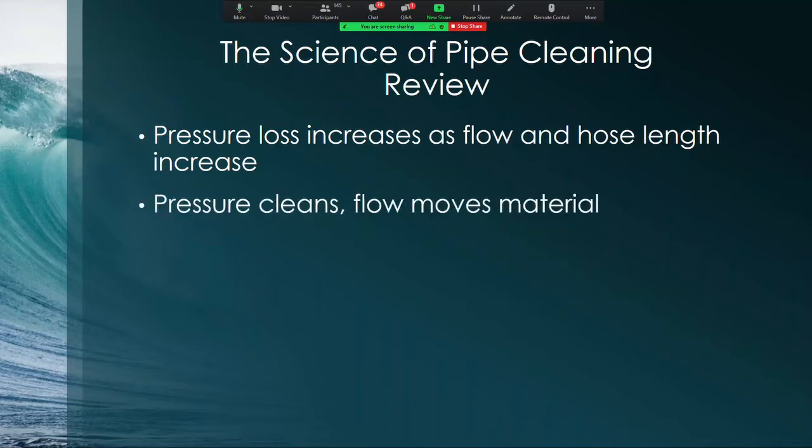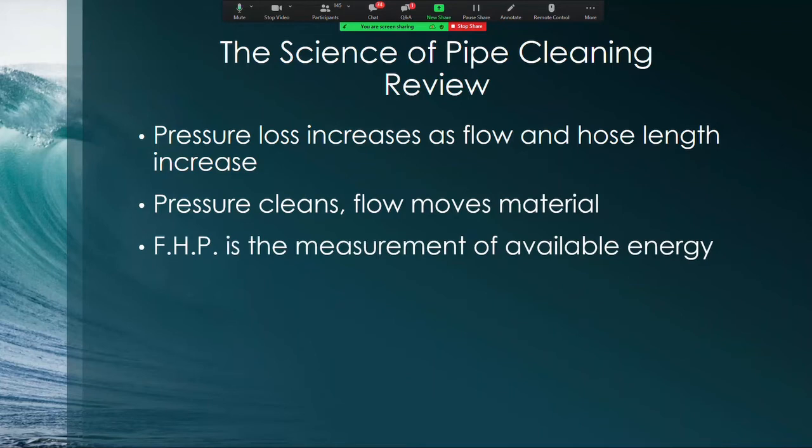We understand that pressure cleans and that the flow moves the material. The system is, for the most part, a gravity-fed system. Stick with the sanitary for the moment. It's a gravity-fed system, so if I can get the stuff moving and get it off the walls and get it flowing, it's going to carry downstream.